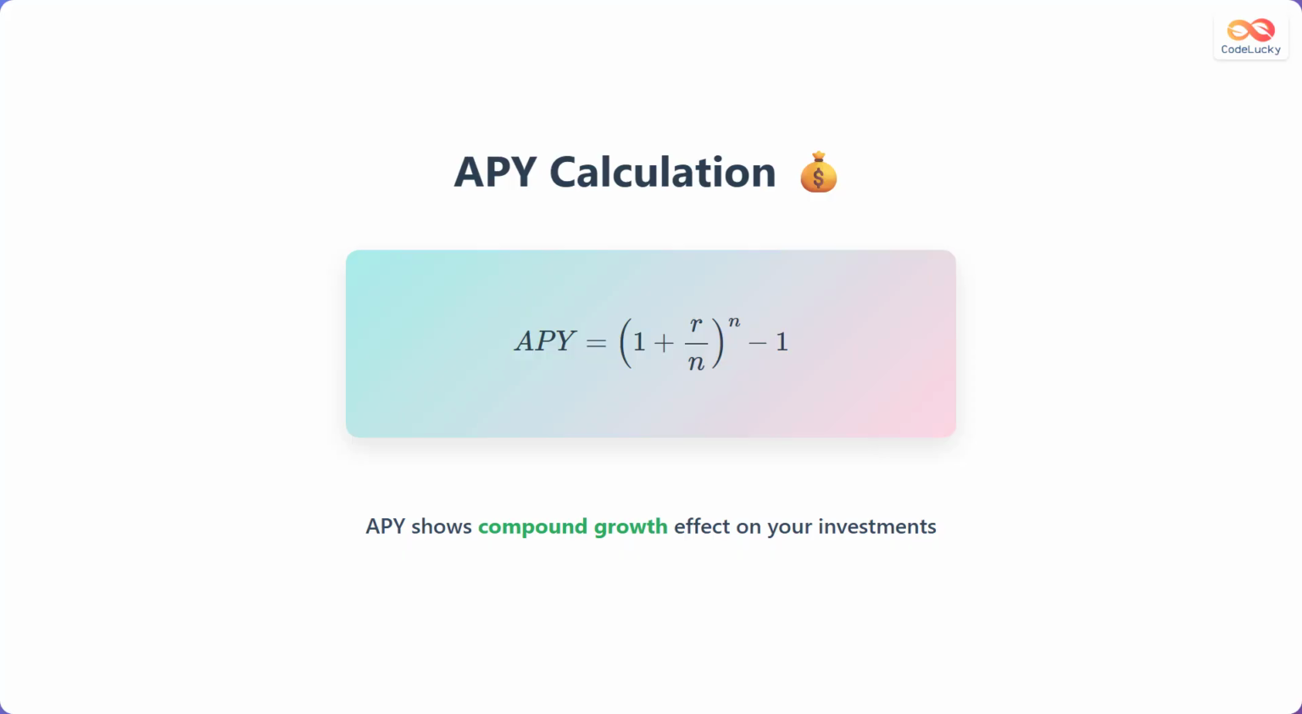The APY calculation is more complex because it factors in compounding. The formula raises 1 plus the periodic interest rate to the power of the number of compounding periods per year, then subtracts 1. This mathematical approach captures how your money grows when interest is added to your account and then earns interest itself. The more frequently interest compounds, daily versus monthly versus annually, the higher your APY will be. This is why APY is always equal to or higher than the simple interest rate.